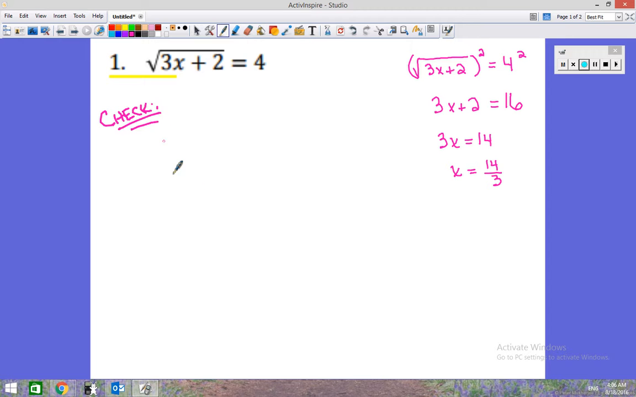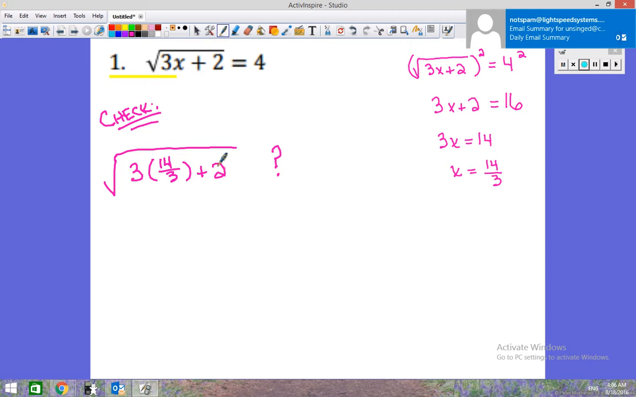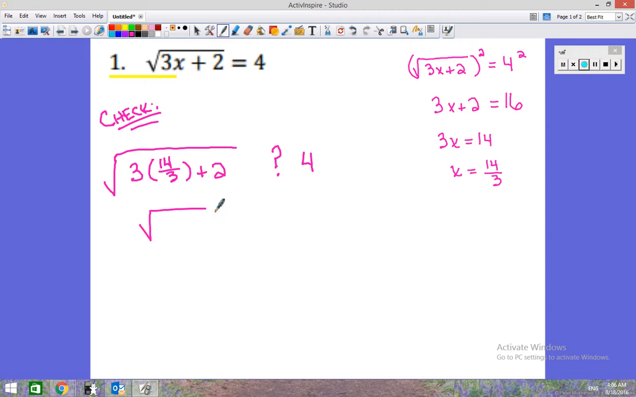and most of the time you can do these checks just on a calculator, plugging it in real quick, but I've got 3 times this fraction plus 2. And the big question is, when we evaluate it, will it be 4? So when I do this multiplication, the 3's cancel and I have 14 plus 2. Hey, that's the square root of 16. The square root of 16 is 4. So yes, I believe that this 14 over 3 is my solution to this equation.